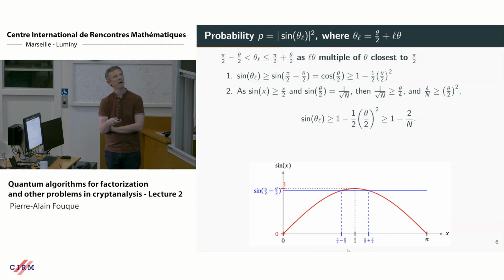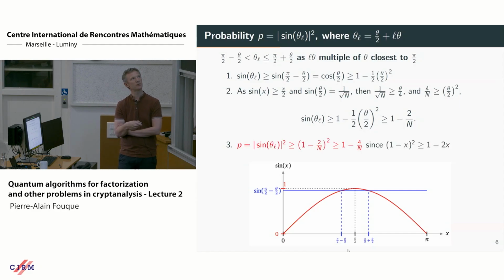Okay, so now I can square everything to compute the probability. So there is no need to have some absolute value here, but I don't care. And I can show that this value is smaller than this value. So this is the probability at the end to observe the correct state that we are looking for.